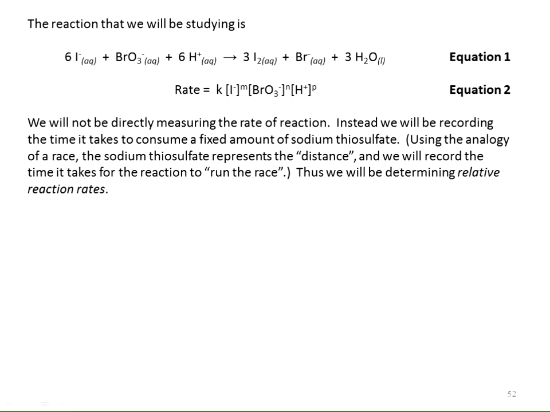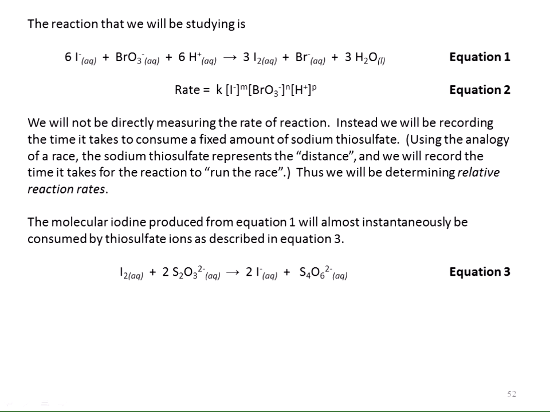So the sodium thiosulfate will be our limiting reagent, and that's going to determine how long the reaction is going to occur. So the molecular iodine that's produced from equation 1 will almost instantaneously be consumed by thiosulfate ions as described in equation 3. In equation 1, we're looking at the iodide, the bromate, and the acid coming together to make the I2, the bromide, and the water.